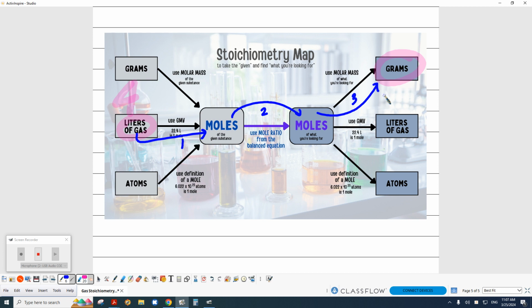Use this map to try to figure out what you are starting with. What are you given? This is the given side. And what are you looking for? This is what you're looking for. And use this map to try to figure out what steps you're going to need. Not all of them start with liters, and you're looking for liters. Some of them start with grams, and you're looking for liters. Some of them start with liters, and you're looking for grams. Just use this map to try to figure it out.